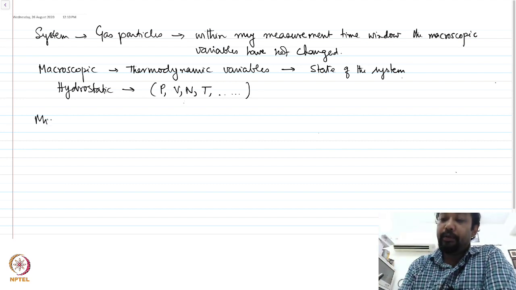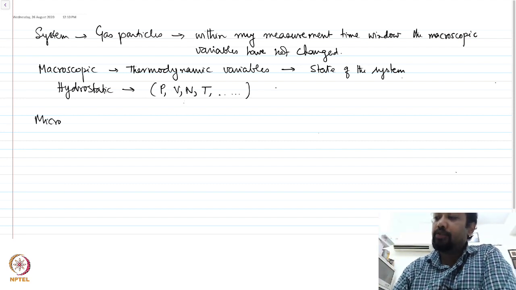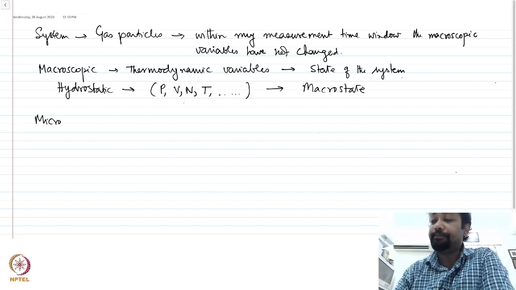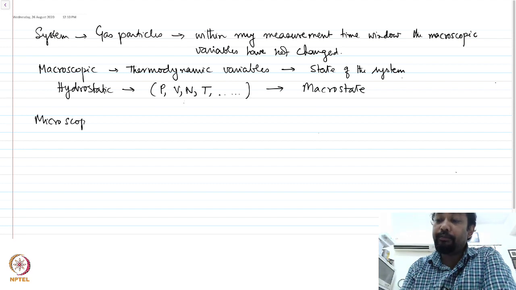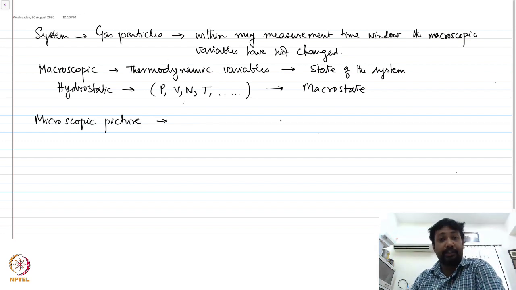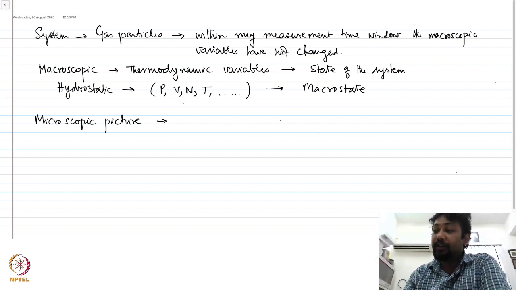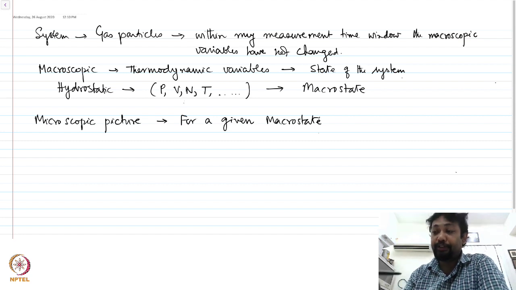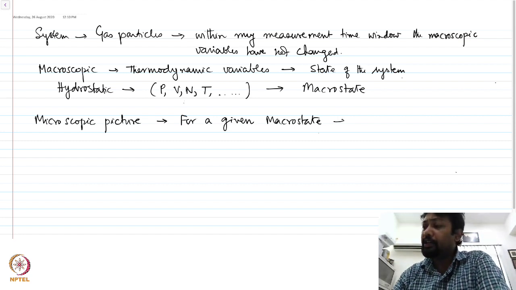What about the microscopic picture? This is what is called a macrostate of the system. Now, for the microscopic picture, I know that for a given macrostate, which means for a given value of pressure, volume, particle number and temperature, there corresponds an infinite number of microstates.